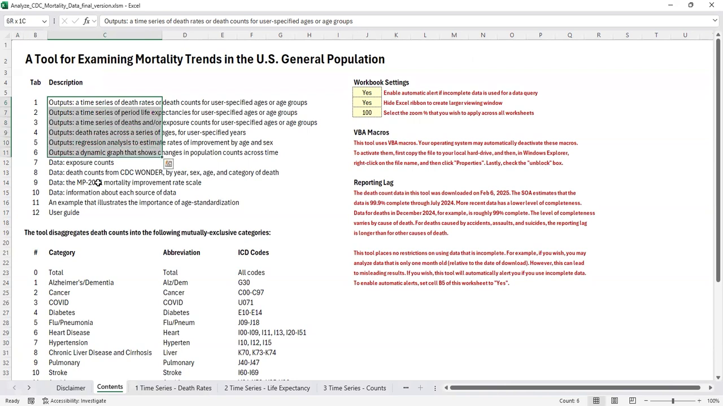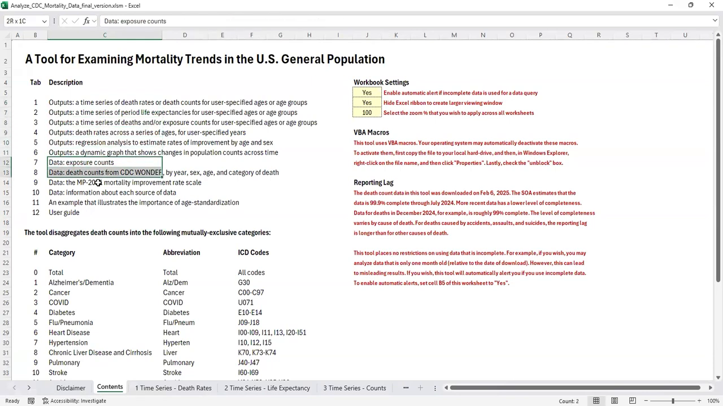The first 6 worksheets are outputs, both output tables and output graphs. All of the tables and graphs are dynamic, meaning that there are parameters that allow you to specify the specific data that you want to look at and to visualize.